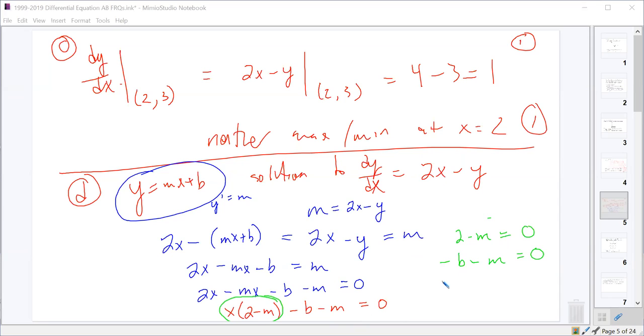which tells me that m must be 2. And that would tell me that negative b minus 2 is 0, or b is negative 2.